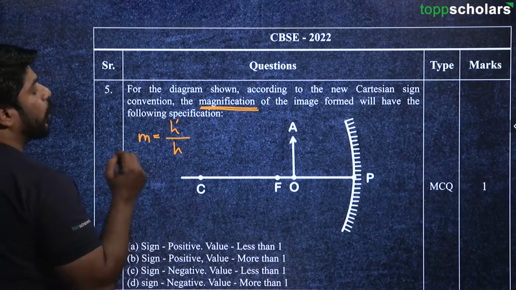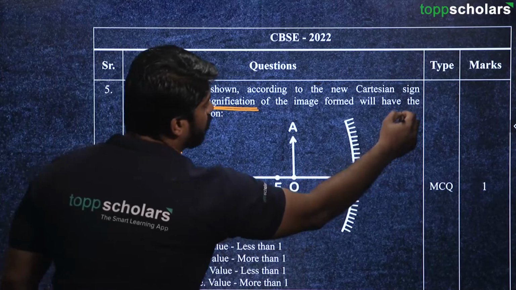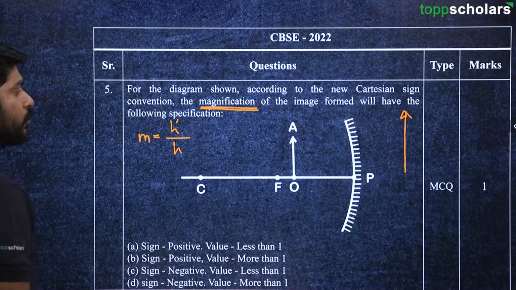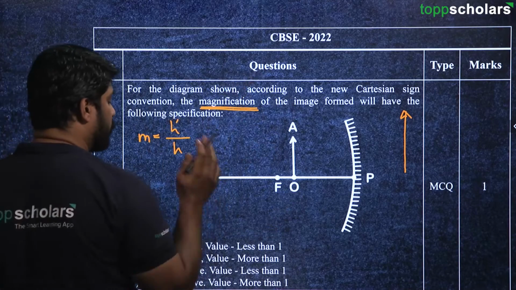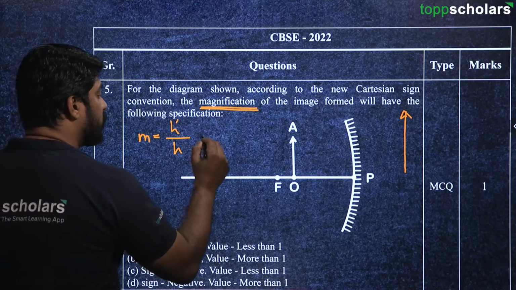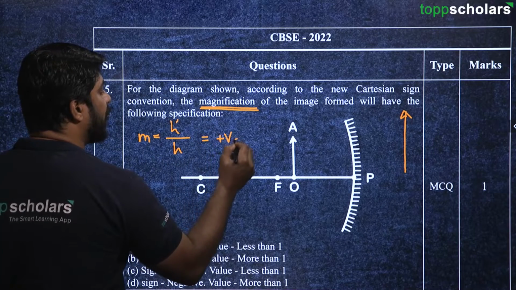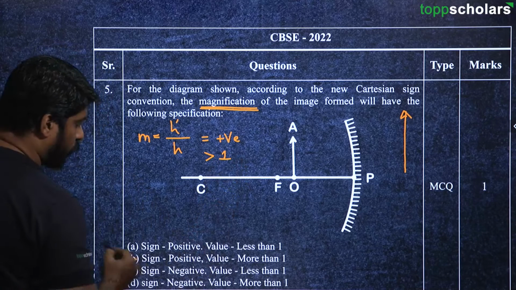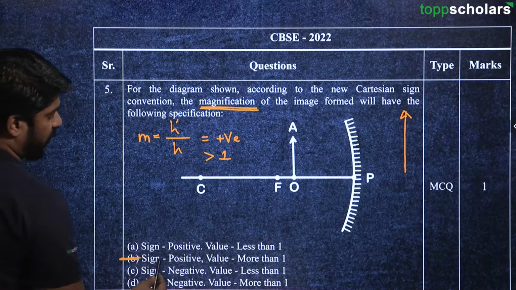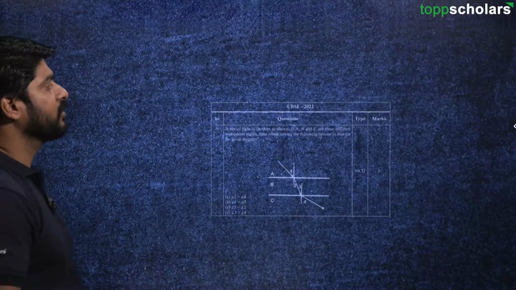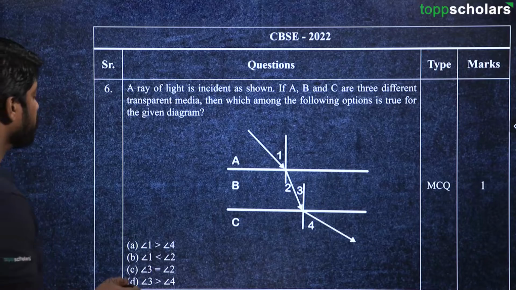Since the image is formed somewhere here, and it is magnified and erect also, definitely this magnification has to be positive first of all, and it has to be greater than 1. So the correct option is B over here. The sign is positive and it is more than 1. So this is a simple question. Moving on to the next one.